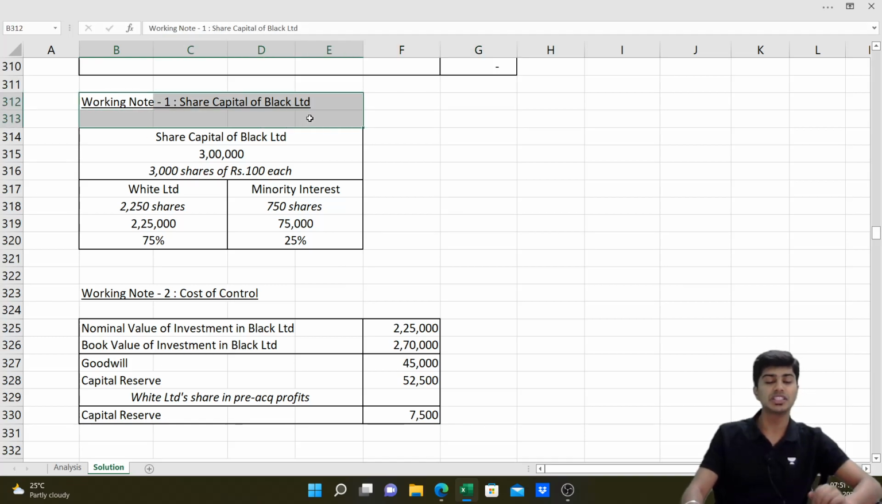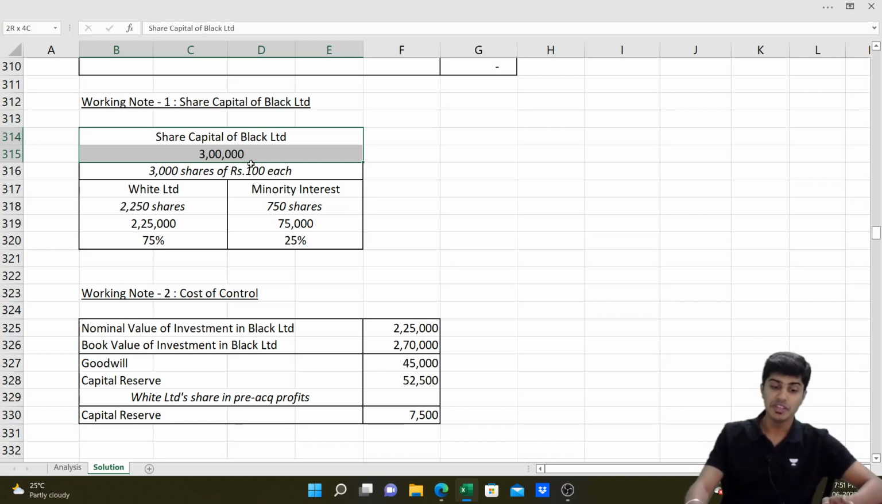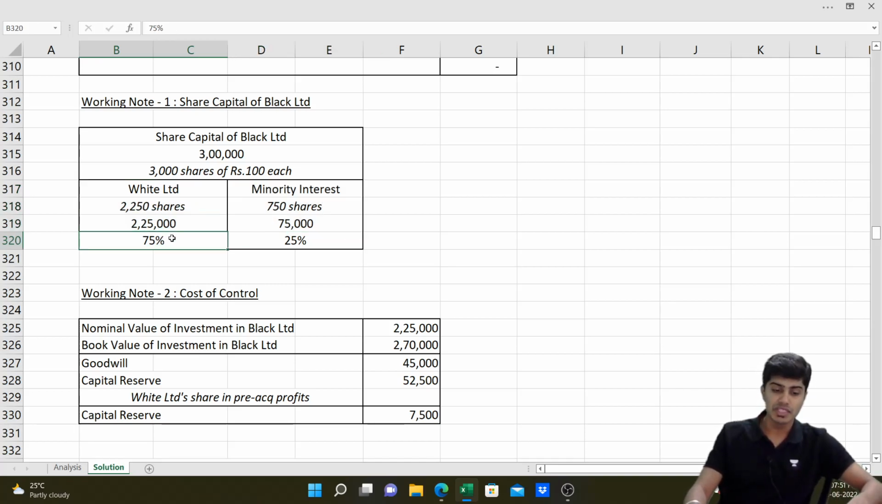We're going to discuss the share capital of Black Limited. The share capital of Black Limited is 3 lakh rupees, made up of 3,000 shares of rupees 100 each. Of this, 2,250 shares are held by White Limited, which comes to 2,25,000, and the minority holds 750 shares, that comes to 75,000. Based upon this, I'll compute the percentage of holding. 2,25,000 divided by 3 lakh, or 2,250 divided by 3,000, will give us 75% and 25%.